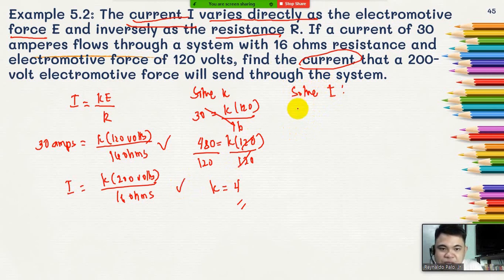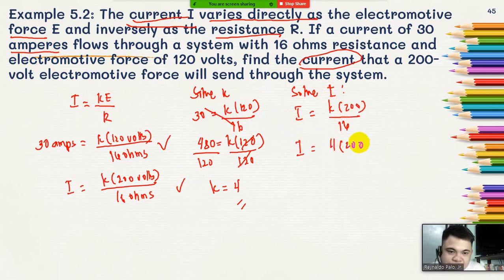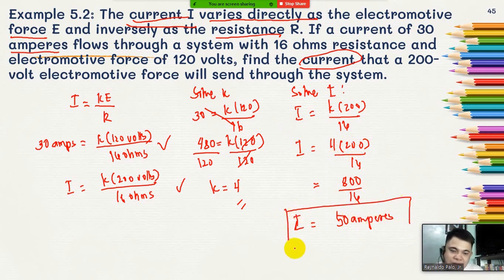Let's solve for the current I using the second equation: I is equal to K times 200 over 16. The unit of measurement for current is amperes, so that's what we're going to use for our final answer. Next, substitute: K is 4, times 200 over 16. 4 times 200 is 800 over 16. Then 800 divided by 16, the second current will be 50 amperes. This will be our final answer.